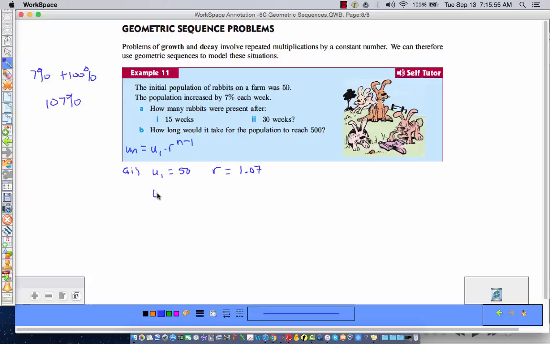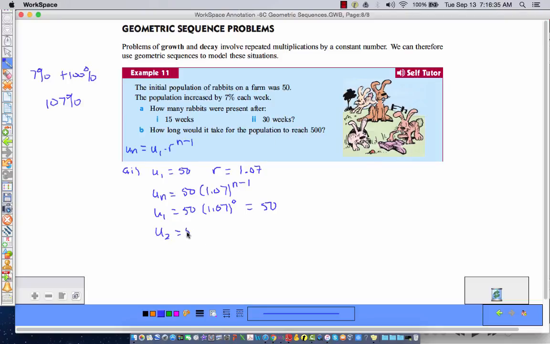So now we know that u sub n is equal to 50 times 1.07 to the n minus 1. So u sub 1 would be equal to 50 times 1.07 to the 0 power, which is equal to 50 times 1, or 50. And we already know that u sub 1 is equal to 50. But we need to do this to figure out which term we're going to use to find these values.